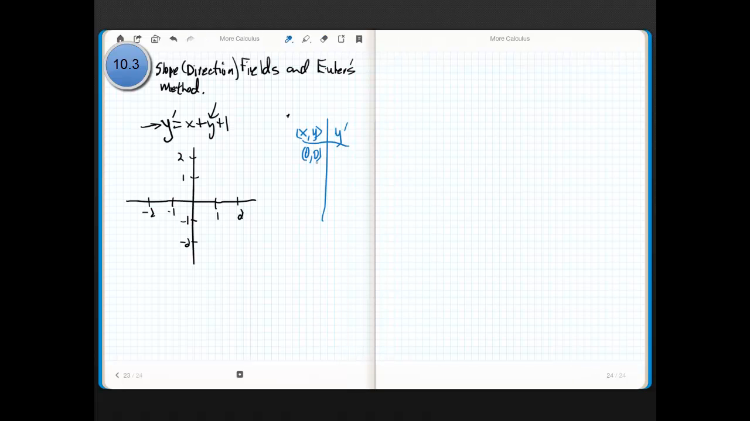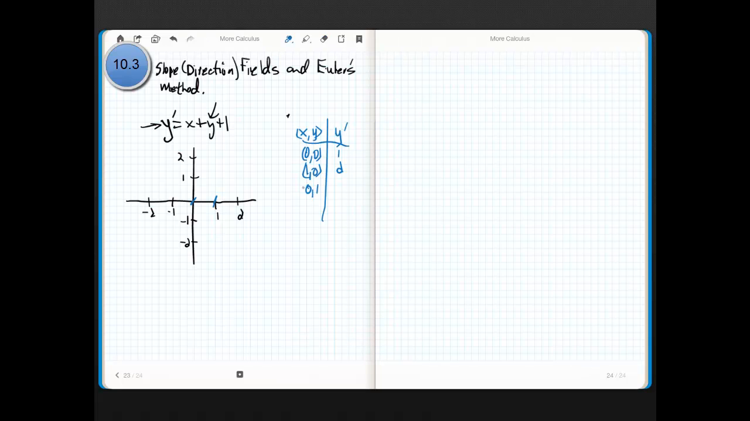If I stick 0, 0 in here, do you agree that I get 1? Which means that at the origin, I have a slope of 1, right? If I plug in 1, 0, that means I stick a 1 in for x and a 0 in for y, and I get 2. So right here, I get a slope that looks like that, right?